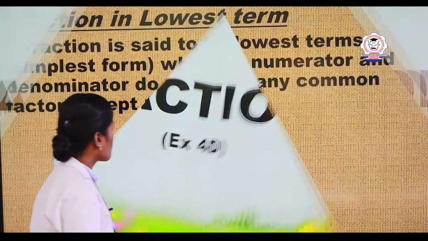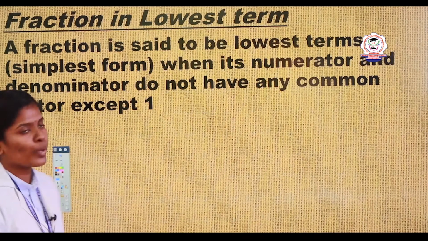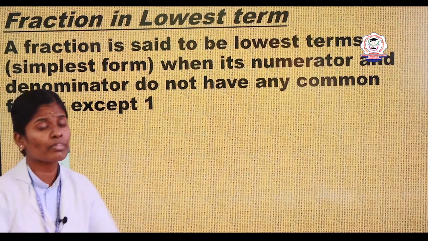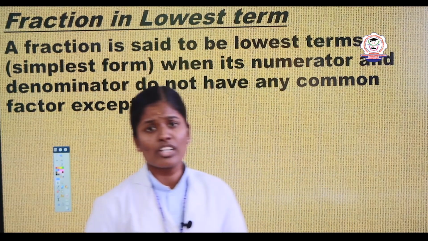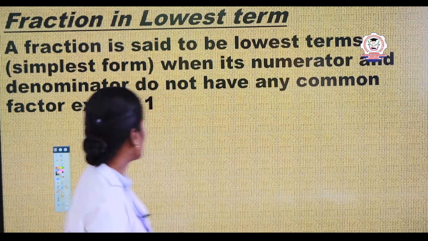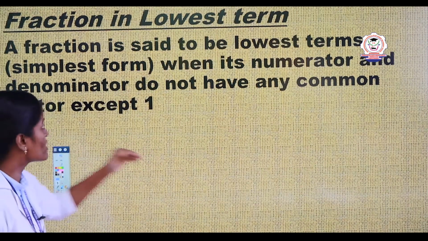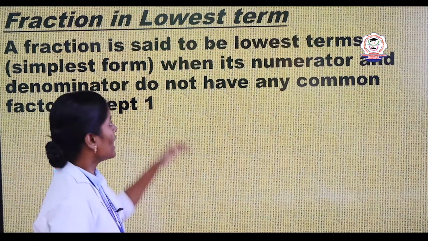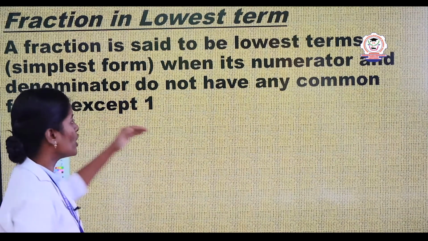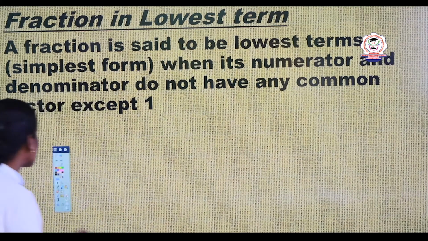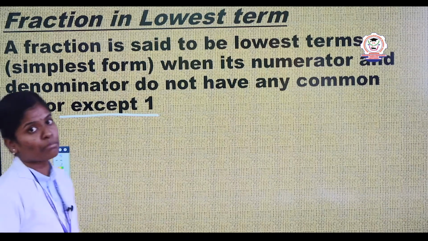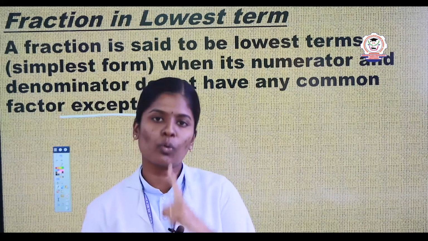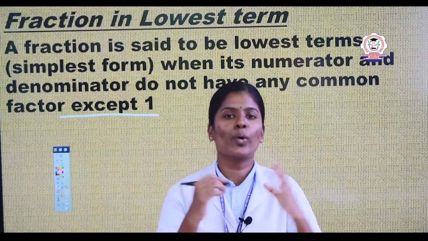And today we are going to see an important topic. Listen here. Fractions in lowest term. Now we are going to check whether the fractions are in lowest term or not. So what will be the procedure? Listen, my children. A fraction is said to be in lowest terms, or simplest terms, when its numerator and denominator do not have any common factor except 1. So if the only common factor is 1, that means it is the lowest term.